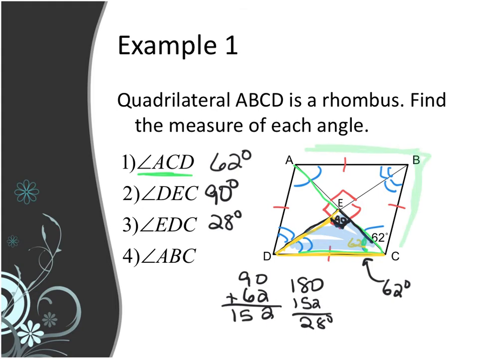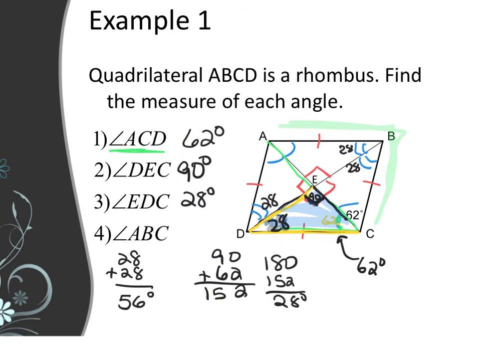So what I'm going to do here is, if I realize that this one was 28, and this one's 28 because it's bisected, over here these will also be 28. So I'm going to do 28 plus 28, and I get 56 degrees.